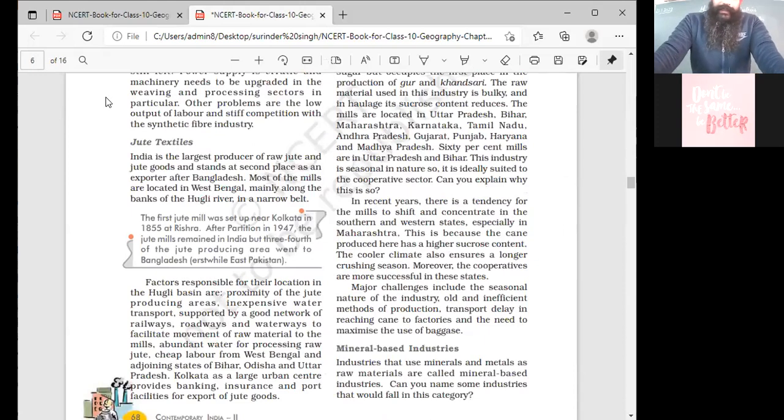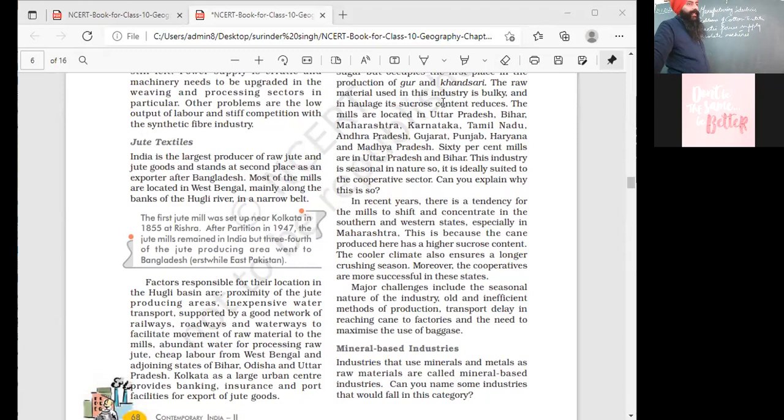Next is the jute industry. Jute industry is one of the important agro-based industries of India, which is based upon agricultural raw materials. It stands next to cotton textiles in importance. India is the largest producer of raw jute and second largest exporter of jute products in the world market. The leading exporter is Bangladesh, our nearest and strongest competitor in the field of jute products.